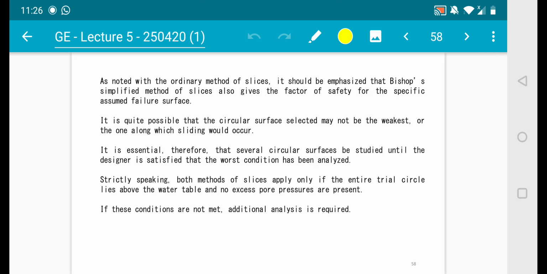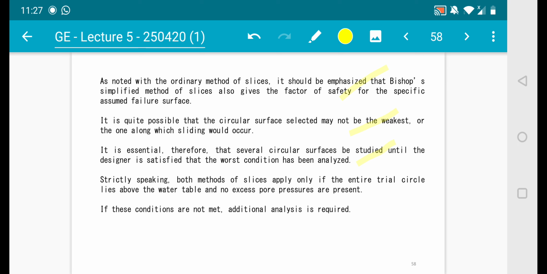Let's look at the terms and conditions, and when or when not to use this approach. As noted with the ordinary method of slices, it should be emphasized that Bishop's simplified method of slices also gives the factor of safety for the specific assumed failure surface. It is quite possible that the circular surface selected may not be the weakest, or the one along which sliding would occur. This is similar to the previous approach. It is essential, therefore, that several circular surfaces be studied until the designer is satisfied that the worst condition has been analyzed. Again, I agree with this statement.